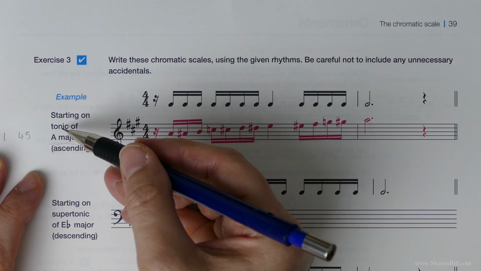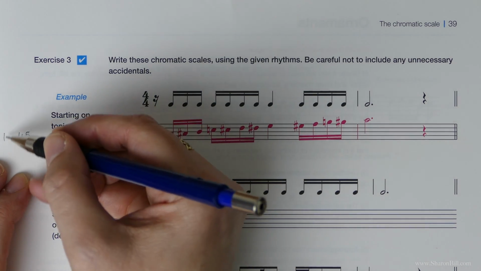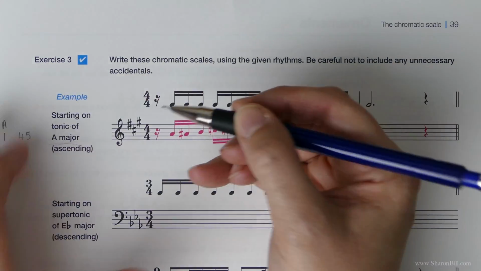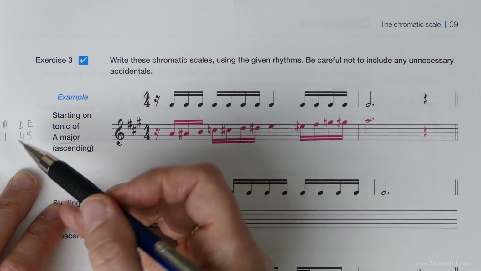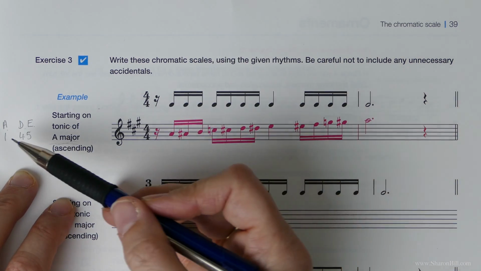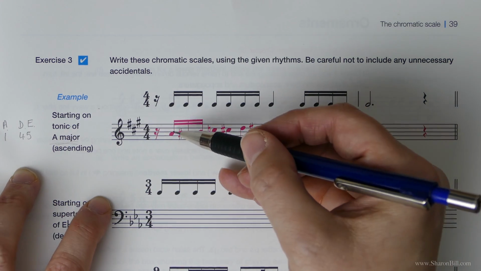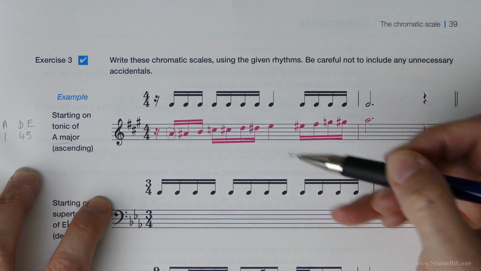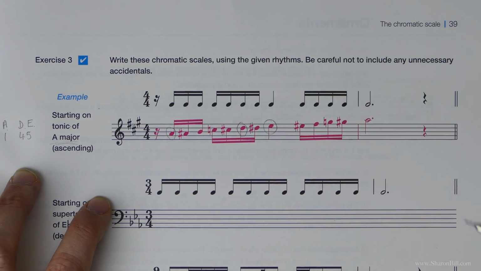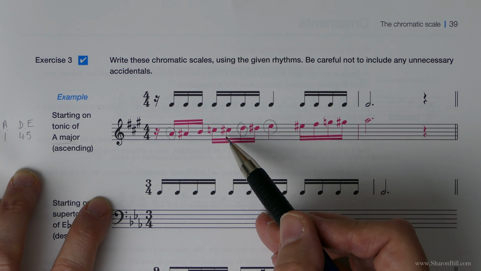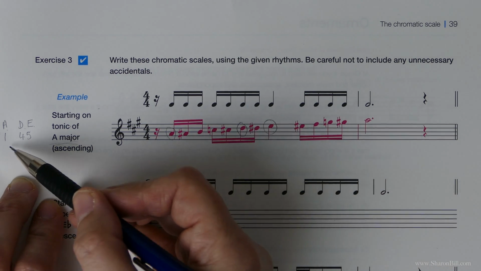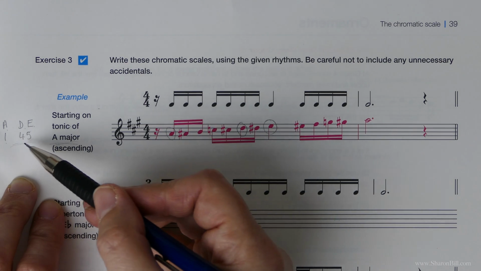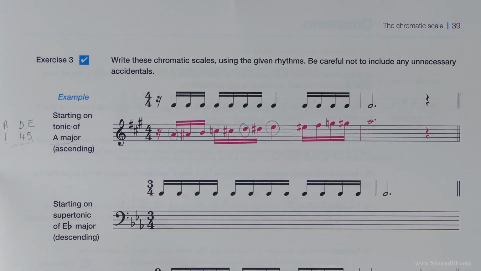So if we're in the key of A major, we know that A is the first, A, B, C, D is the fourth, and E is the fifth. So we need to make sure that those notes are represented unaltered. So we can see we've got an A, a D, and an E. So it's better to have that rather than perhaps you could have had C double sharp, say for example, where we need to have the tonic, subdominant and dominant notes of the scale.